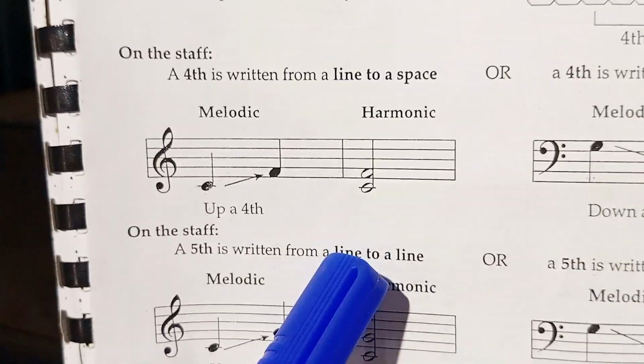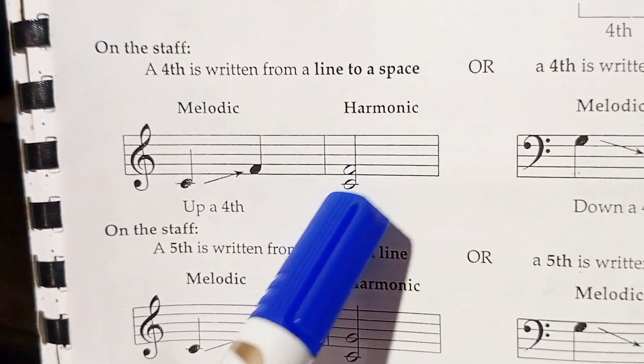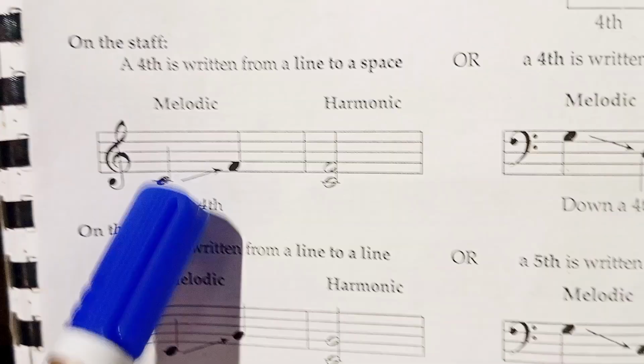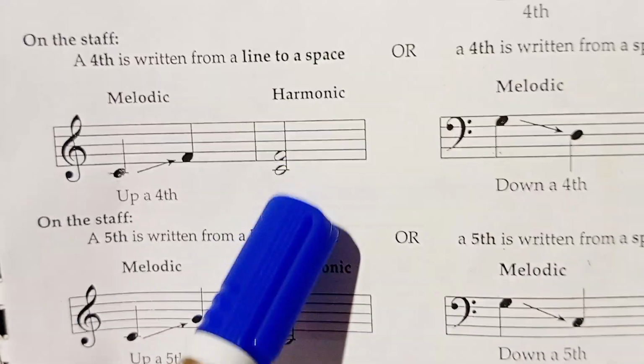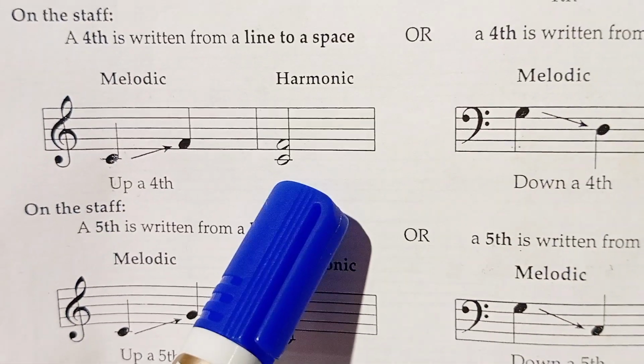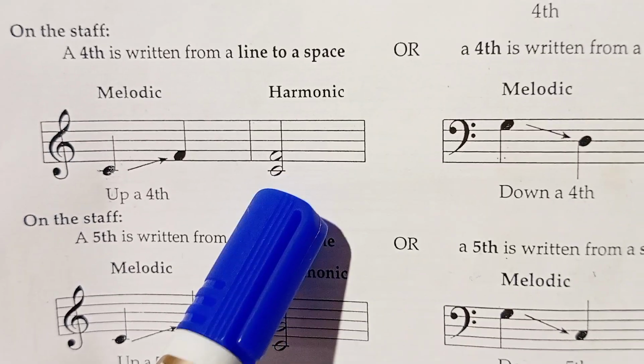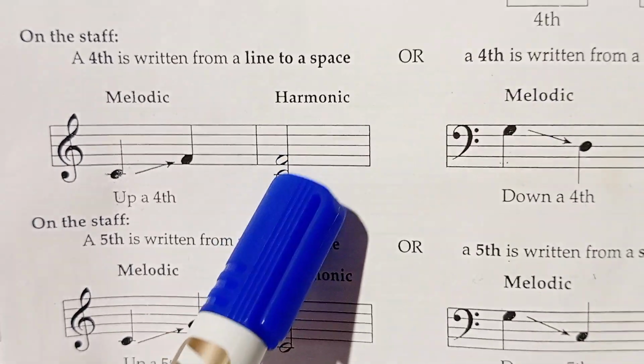So this is a melodic fourth, and this is a harmonic fourth. It will look like this, with all the notes appearing on the same line. That happens when you play C and F at the same time.